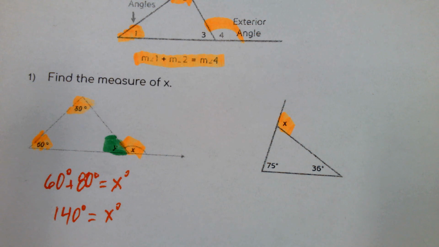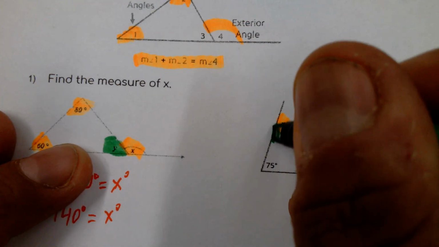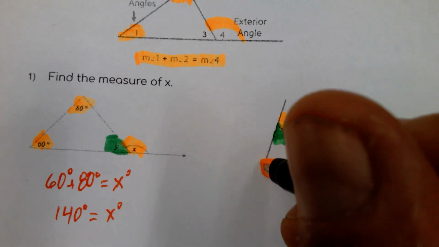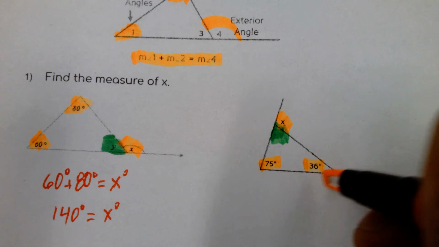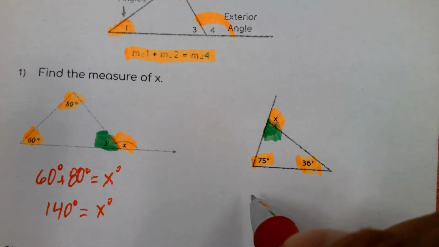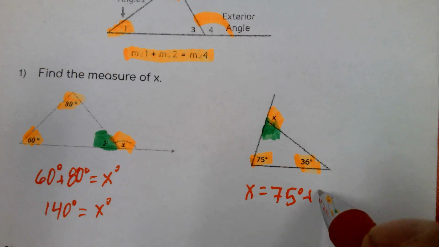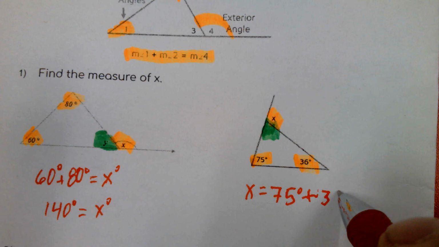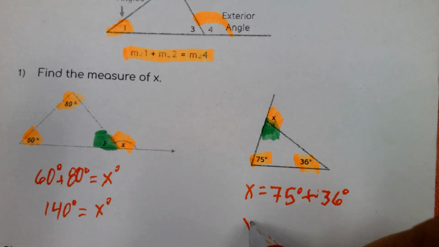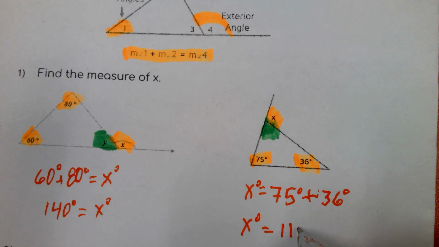Okay? So same thing here. We got our adjacent angle. We don't really work with that one. We work with the two that aren't adjacent. Those are the remote interior angles. So this time it's 75 plus 36. How much is that?